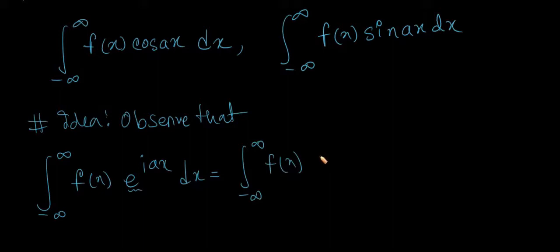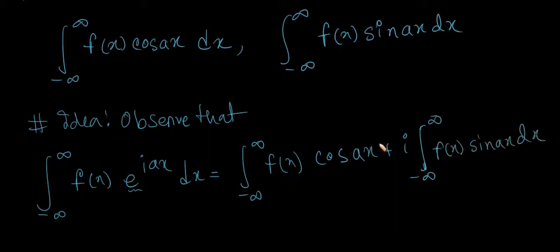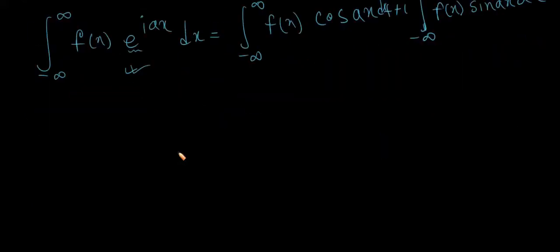F of x cosine ax plus i, f of x sine ax dx. Obviously there should be dx over here, so forgive my handwriting. But you see that if you consider an integral like this, the real part produces this cosine part, and the imaginary part will produce the sine part. So that's what we're going to do. Whenever we see a function that is multiplied with some sine or cosine, instead of sine and cosine, we are going to consider an e to the power i thing, that is an exponential function. And let's try to demonstrate how we can do this with an example.